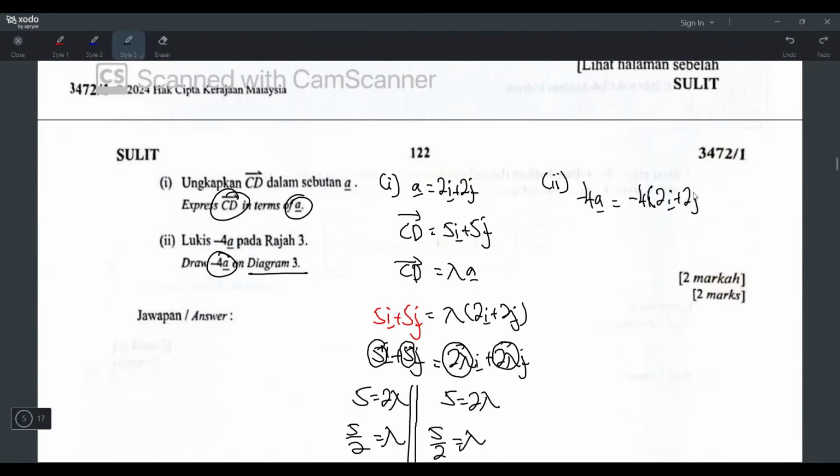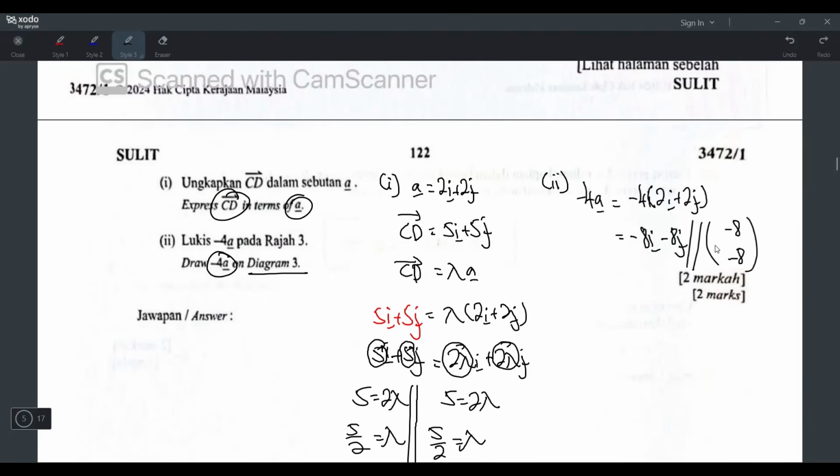i is the horizontal movement, j is the vertical movement. So you get negative 8i minus 8j. What's the meaning of negative 8i minus 8j? It means you are moving to the left 8 boxes and down 8 boxes. You can also write it in matrix form, like this: negative 8, negative 8. It's the same thing. So now I just have to draw this in the diagram.